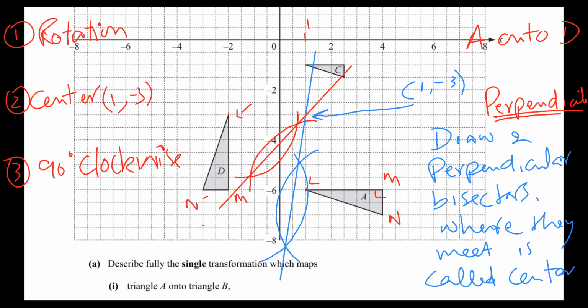And I drew one time I choose L and L dash, I got the red line. And then I use N and N dash and I got the blue line, but you can use M or M dash, no issue at all, no problem at all. And you get the answer, here is the center. I hope you got the idea. And then you can find easily what is the angle between the lines, and that's it.